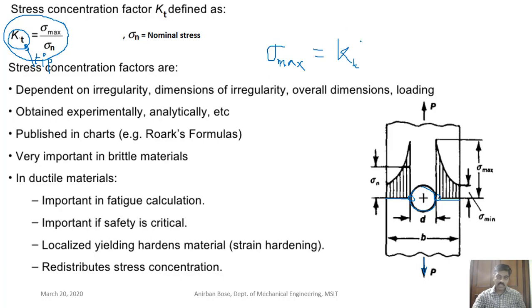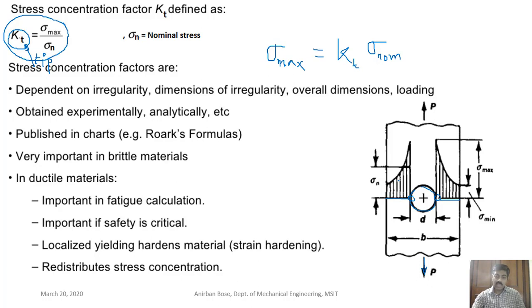So the maximum stress can be calculated as Kt, the stress concentration factor, times the nominal stress. Nominal stress is basically the average stress. It is not the smaller one, it is the average value. So it is multiplied by the mean stress or nominal stress or the average stress. There are many names for this one. So this is the nominal stress.